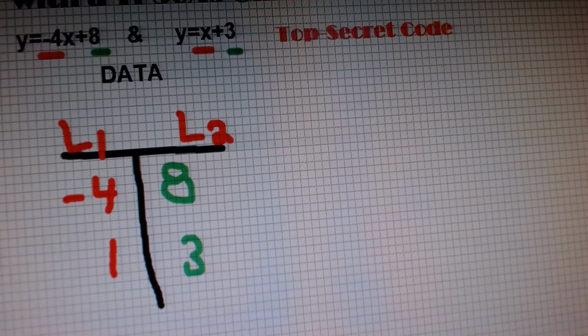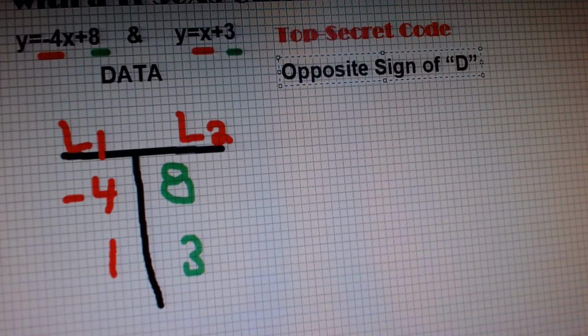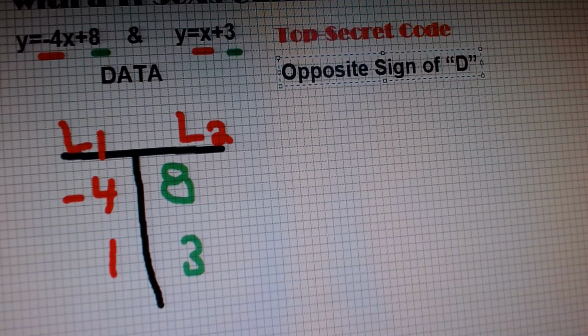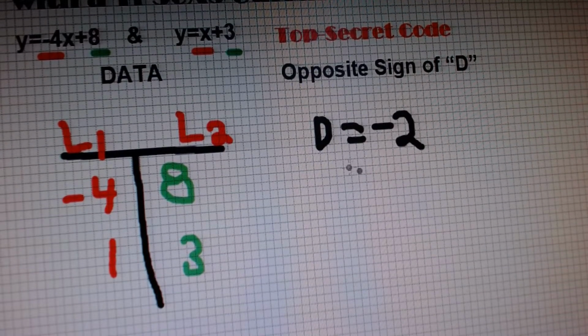Now since we don't have a graphing function, you'll need my top secret code, which is the opposite sign of D. What that means is, from your calculations, if you get a positive 8, you're going to change that positive 8 to a negative 8. So if D equals negative 2 on your calculations, you're going to change that to a positive 2. You're not going to cancel out. You're just going to change it to a plus 2.